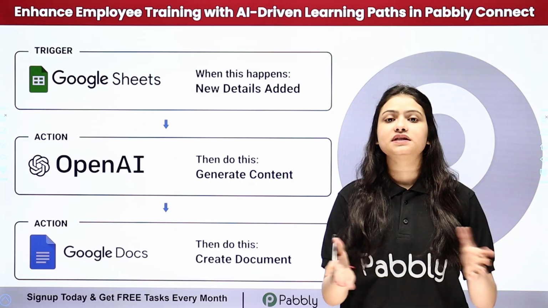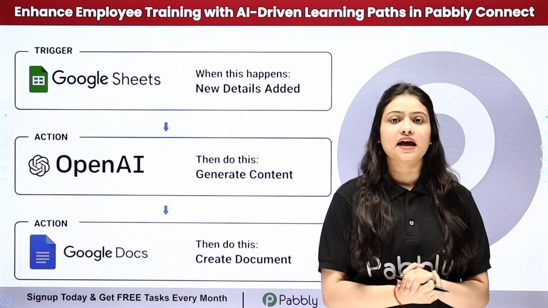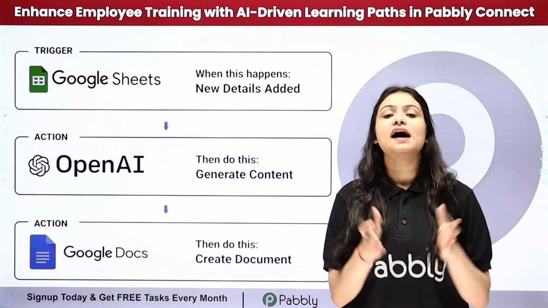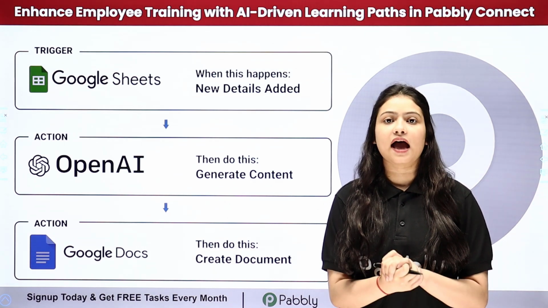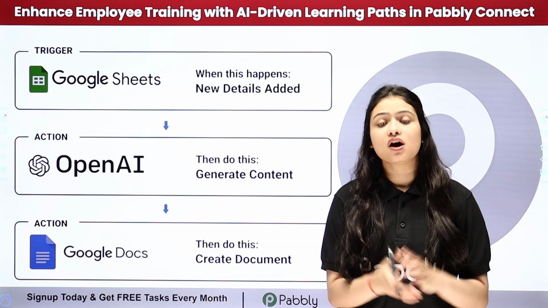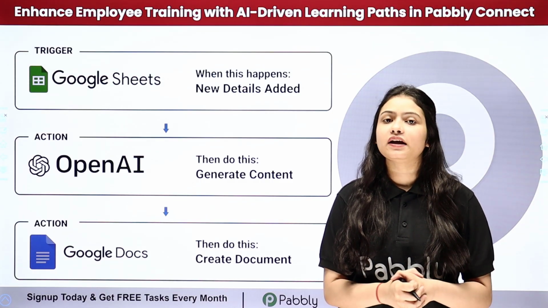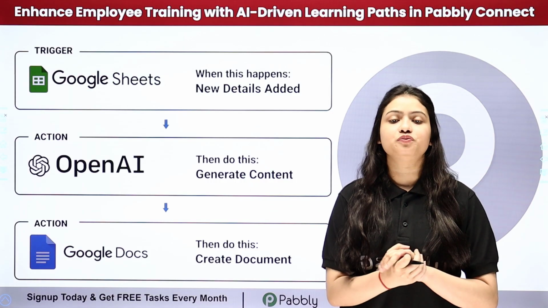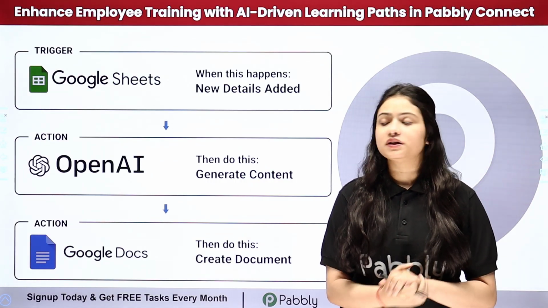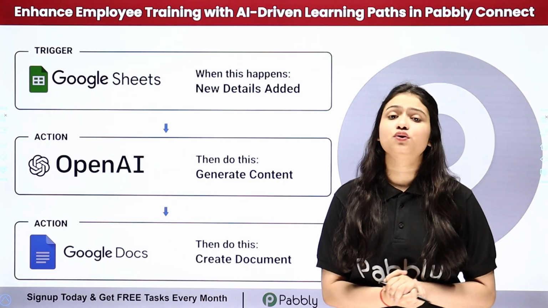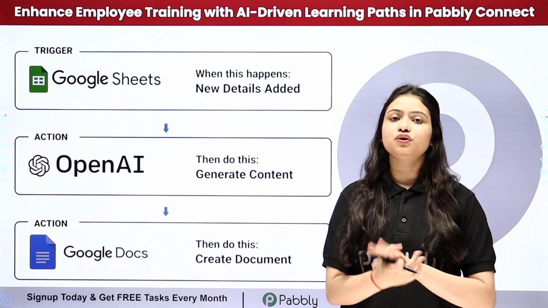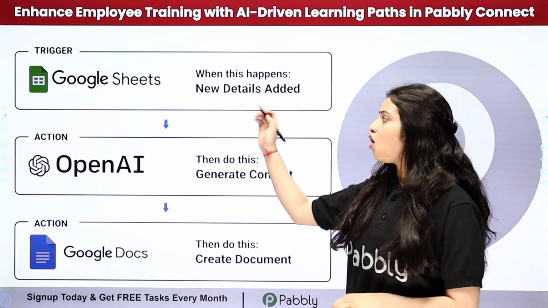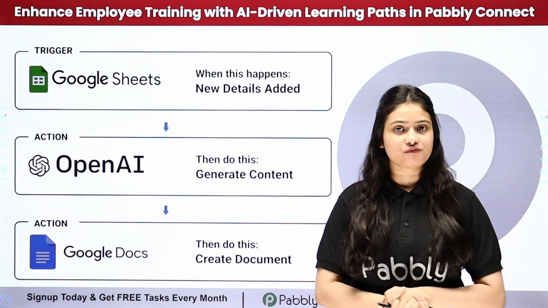Now over here, I'm receiving all the details in my Google Sheets, and I want that as soon as a new row is added in my Google Sheets along with the details of a new candidate and their skill sets and requirements, automatically with the help of my AI agent, that is OpenAI, a systematic and personalized learning path should be generated and added automatically in Google Docs. To automate this entire process, I'm not going to use any kind of coding and programming skills. I'm going to build the connection between all these applications with the help of Pabbly Connect.